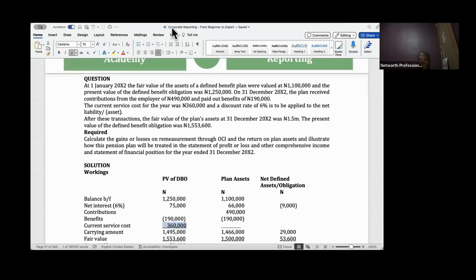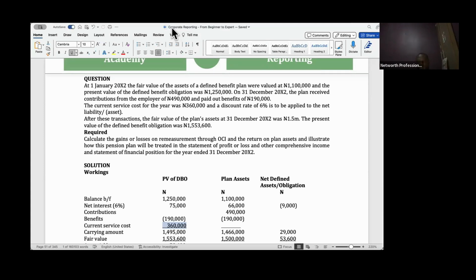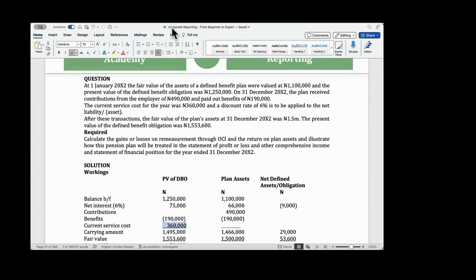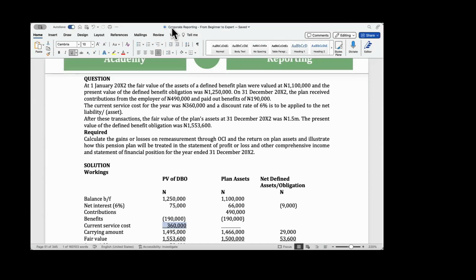Yes. What about the plan assets? Who is giving us the fair value of the plan assets? Is it also the actuary? Yes, it's the actuary that will give us. So he's going to give us both figures. If he's giving us all the figures? Yes, all the figures.